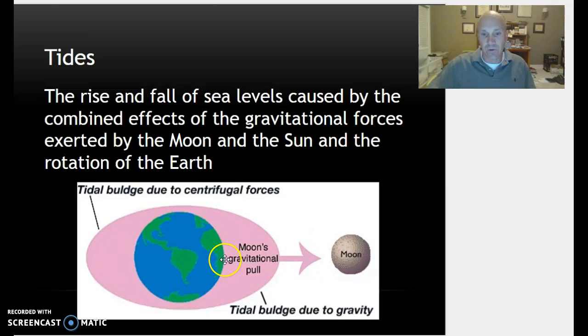If you were at a beach right here, you would have high tide. If you were on a beach right here, you would also have high tide. By contrast, if you were on a beach right here, you would be having low tide. And if you were at a beach down here, you would also be getting low tide. Remember that the tides are caused by the moon's gravity on the Earth.